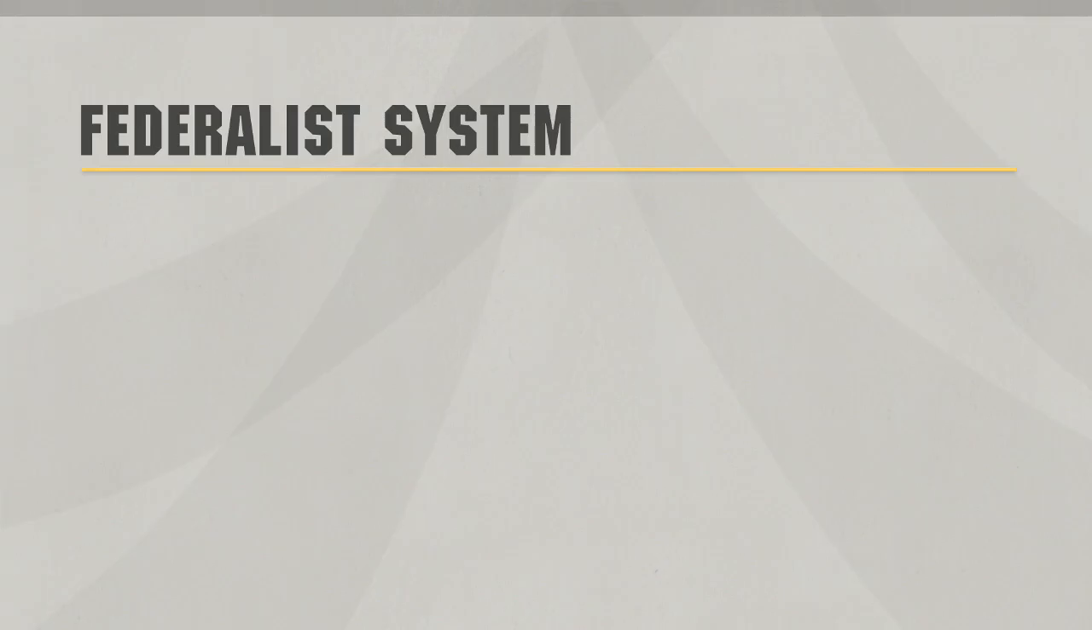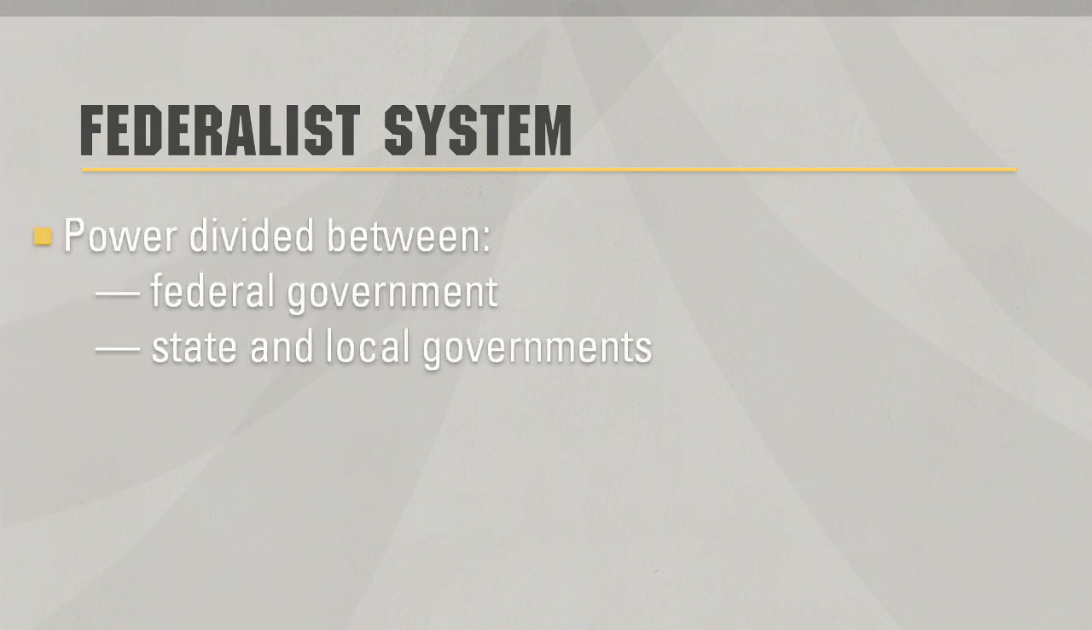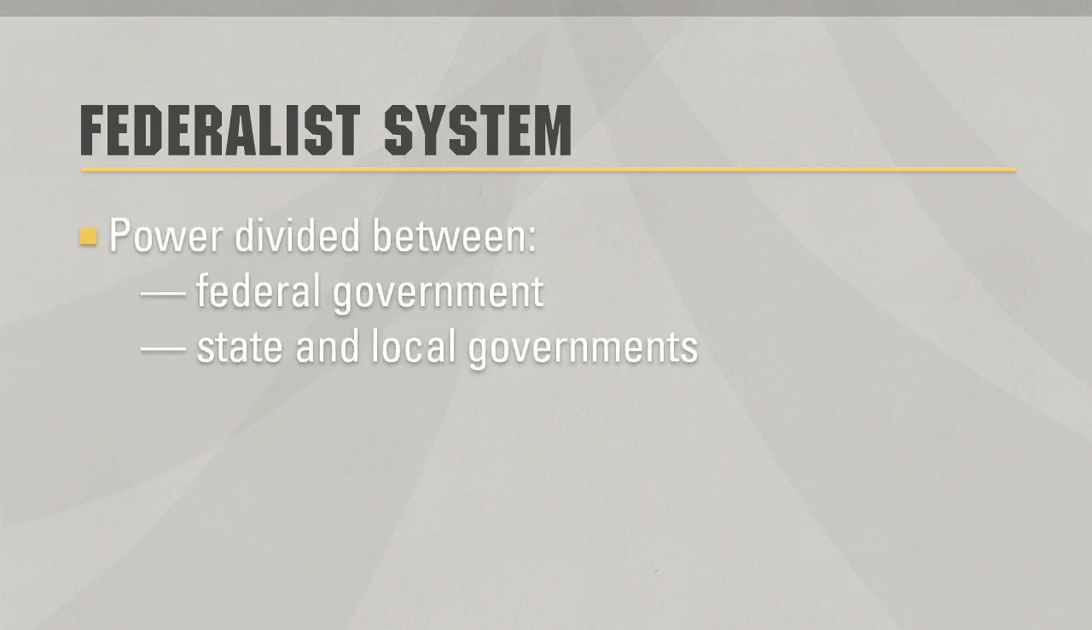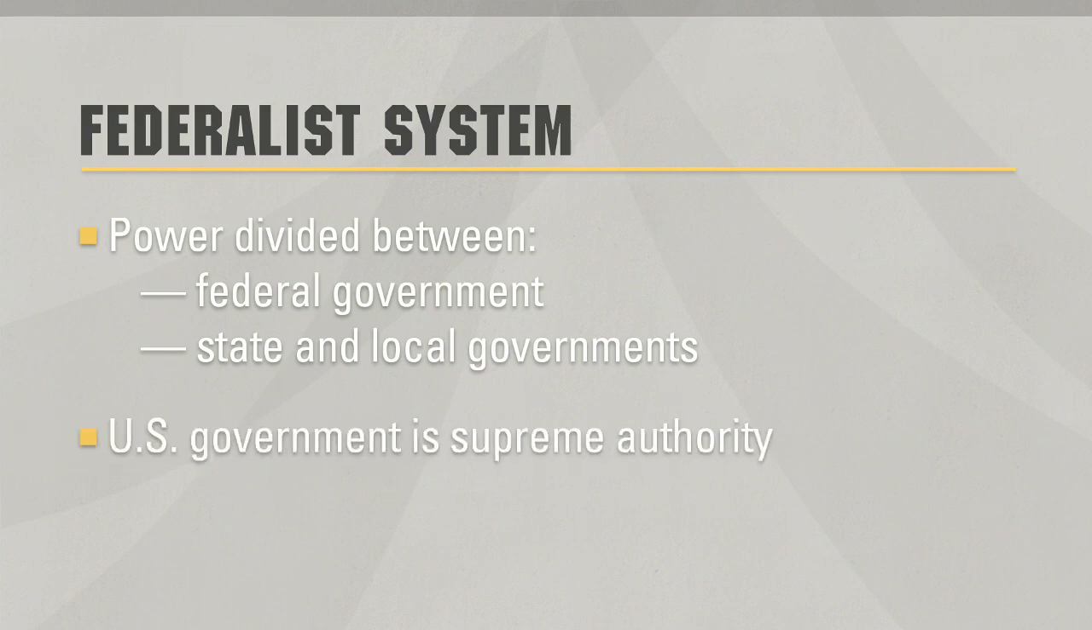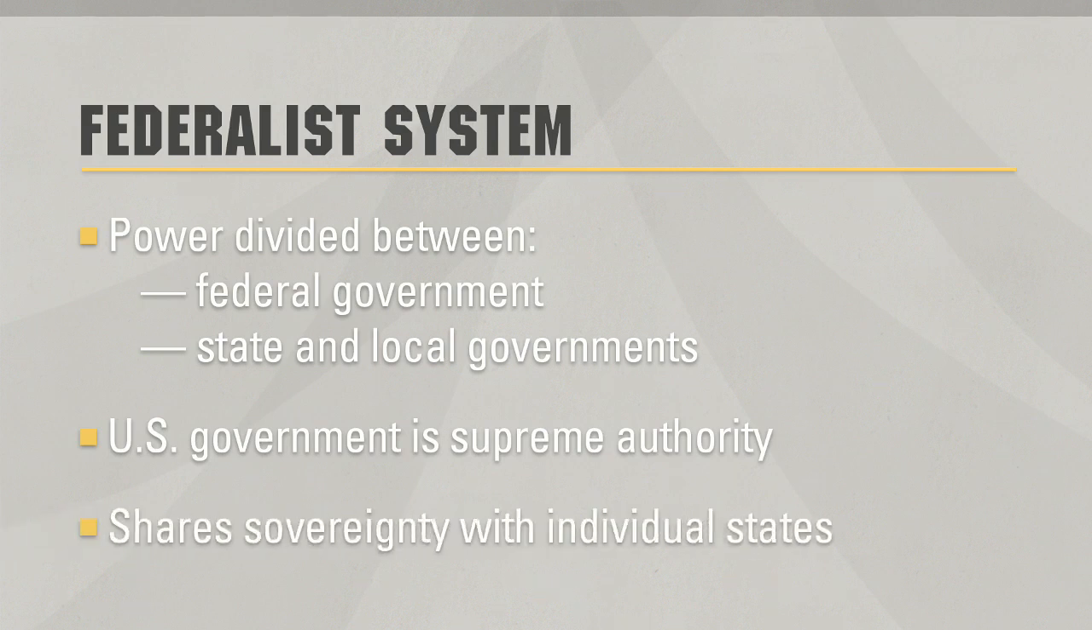The United States government as a whole is a federalist system. A federalist system is one that divides power between the national government and state and local governments. This means that the United States government, or the federal government, is supreme in its authority, but it shares its sovereignty with each of the individual 50 states. In fact, our United States Constitution grants all powers not expressly reserved to the federal government to the individual states. As a result, each of the individual 50 states has its own state constitution and its own state court system.